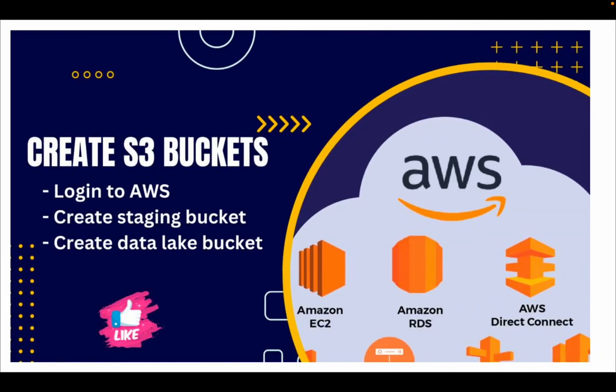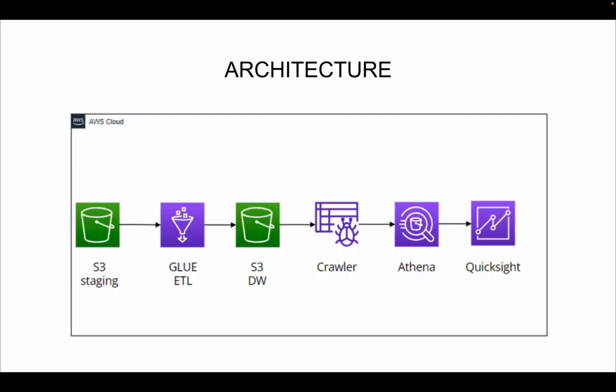Hello everyone. In this video, we'll be creating our S3 bucket, and we'll be creating a staging and data lake bucket, and we'll be adding the required data into our bucket. So we can see that we have S3 staging and S3 data warehouse. We'll be creating an S3 bucket, a folder named staging, and a folder named data warehouse. And we can add our data that is provided in the description in the S3 staging.